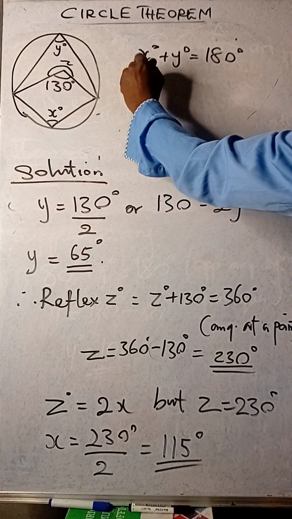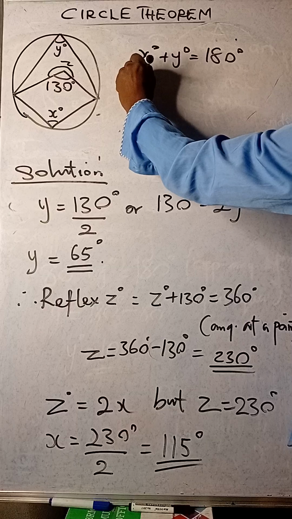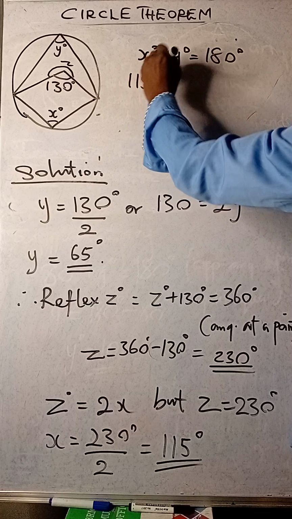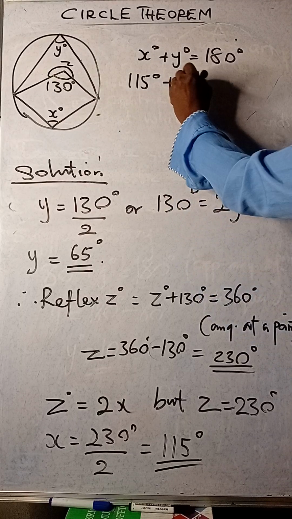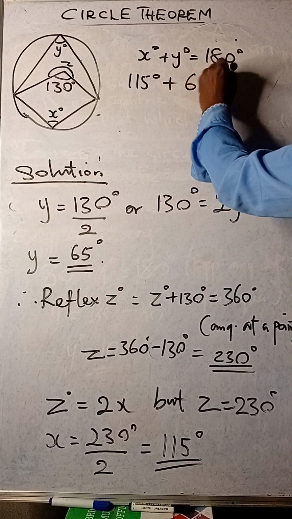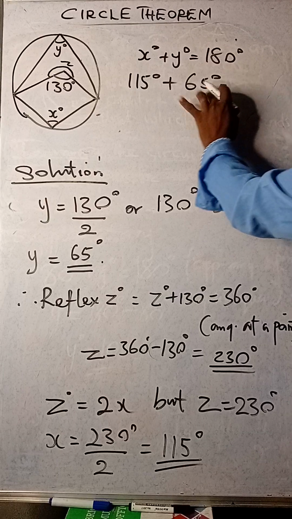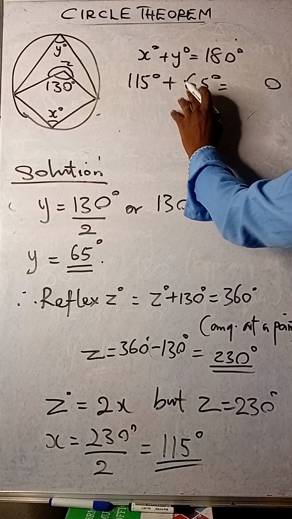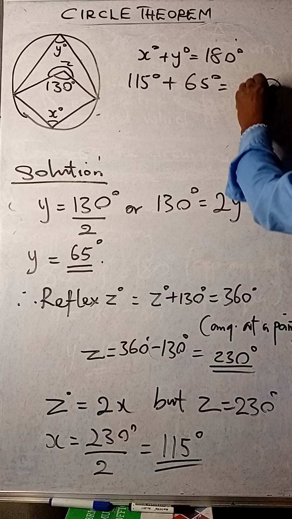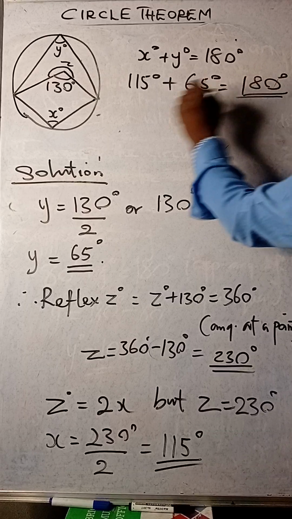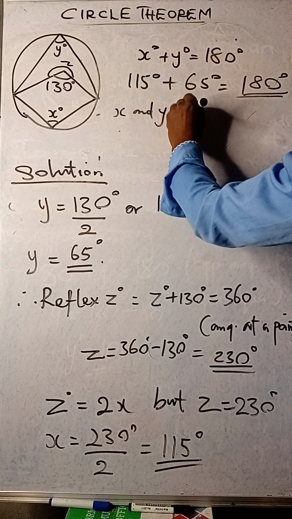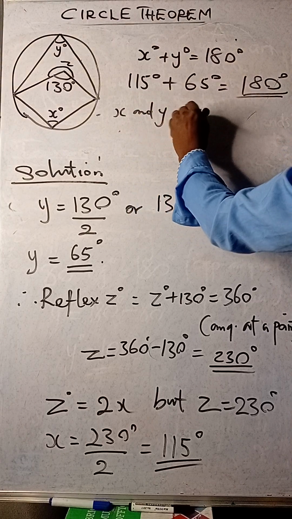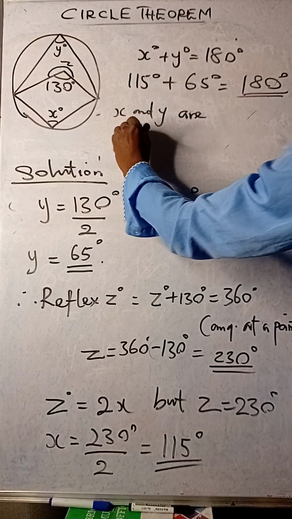So we got x to be 115 degrees, and we got y to be 65. Let's check if this will give us 180. This is 0. You take 1. This is 7 plus 1, that is 8. That is 180, which confirms that x and y are supplementary.